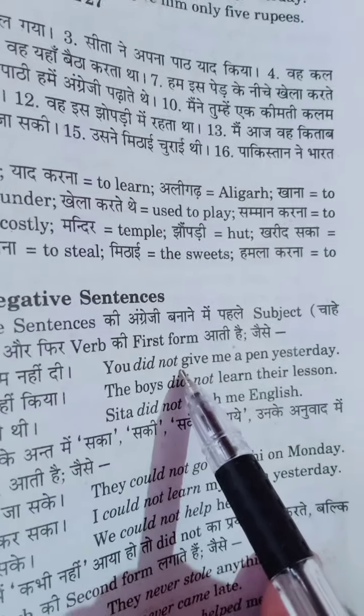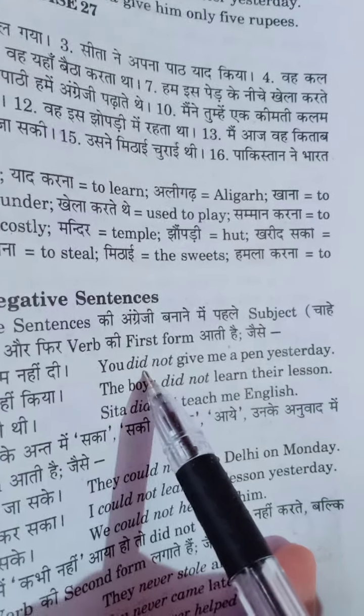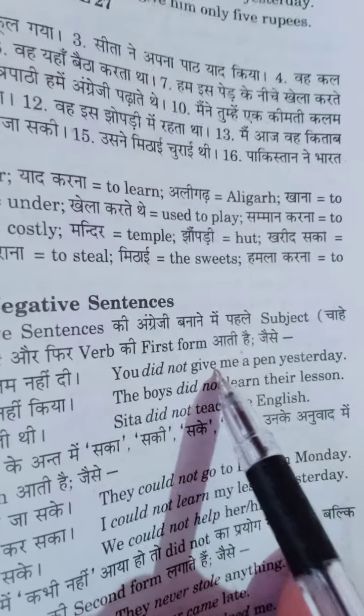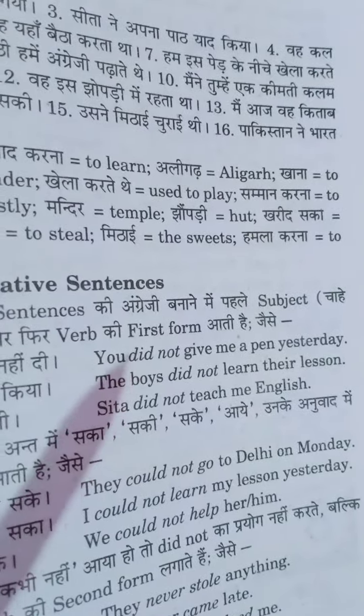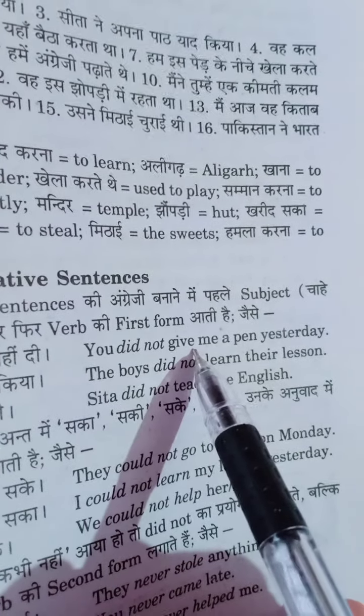You did not: subject plus helping verb plus not plus main verb plus object. You did not give me a pen. And here it is the first form of main verb.